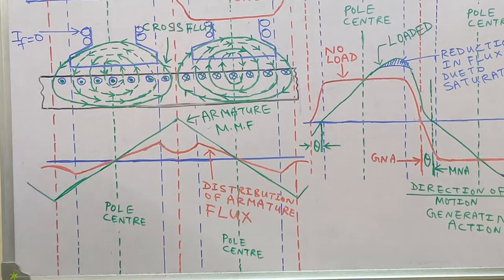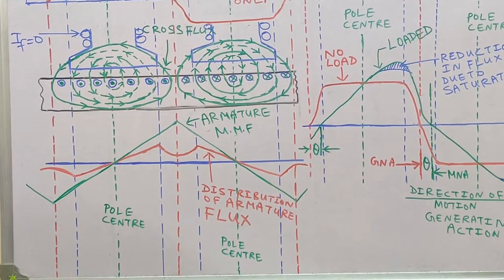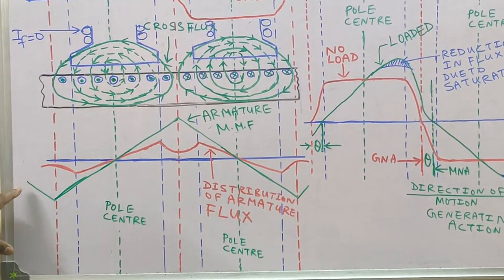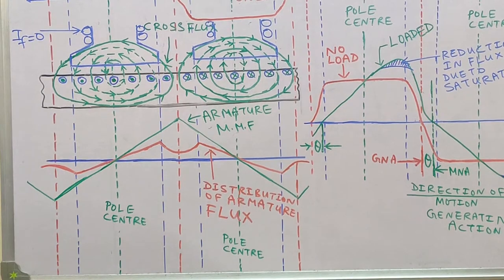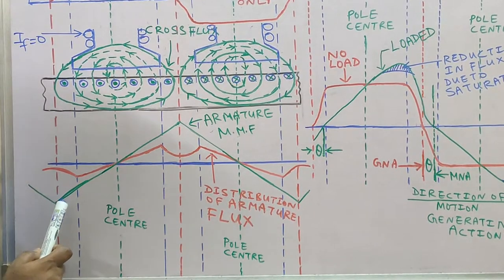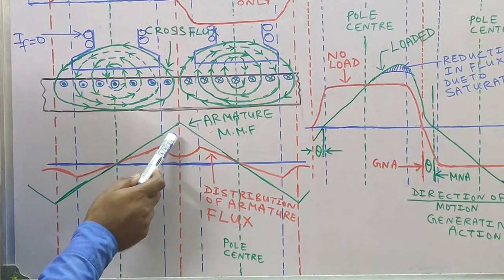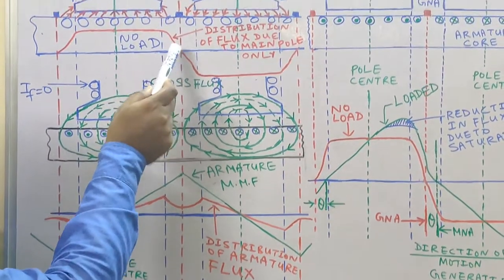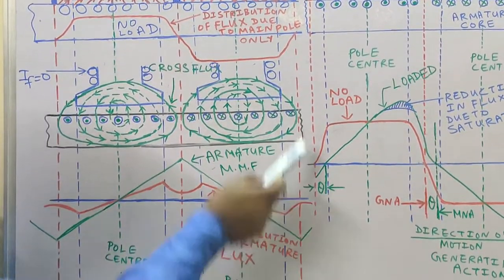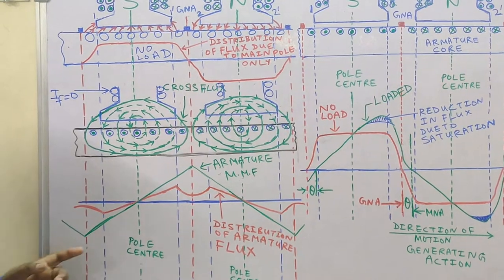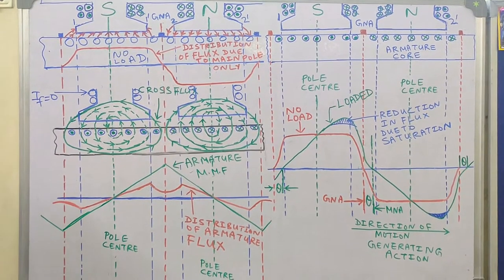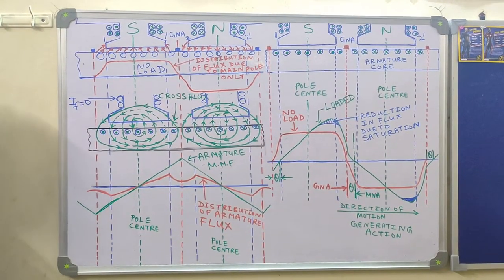While deriving the nature of space distribution of MMF due to armature winding in a DC machine, we found that it is triangular in nature, and the peak of the triangle usually occurs along the interpolar region or interpolar axis. Here also it has the peak along the interpolar axis or the brush axis. We have also learned that the armature MMF is zero under the pole center.